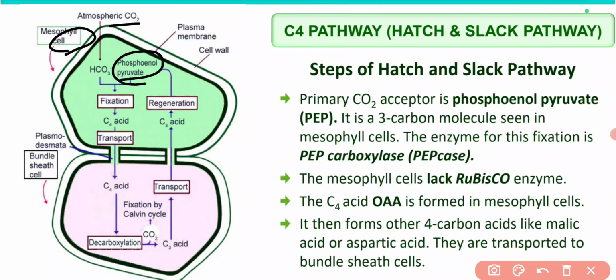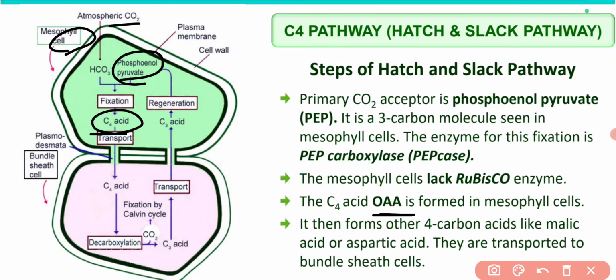Which enzyme is used to trap the atmospheric CO2 into phosphoenolpyruvate? PEP carboxylase, or PEPcase. The mesophyll cells lack the Rubisco enzyme. Mesophyll cells do not have Rubisco. The C4 acid OAA is formed in mesophyll cells. As you can see, the C4 acid is labeled. C4 acid means oxaloacetic acid.